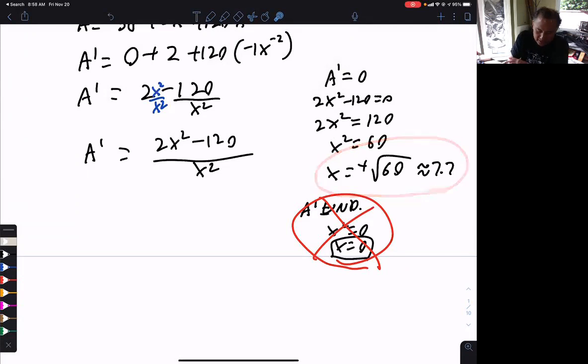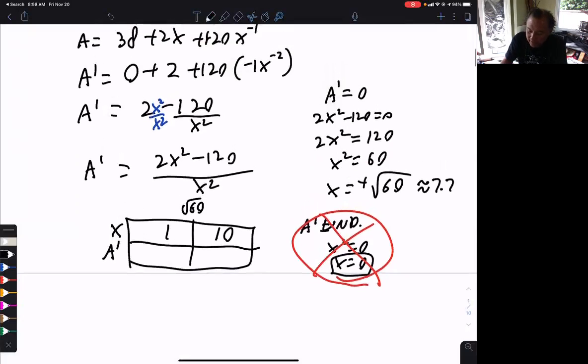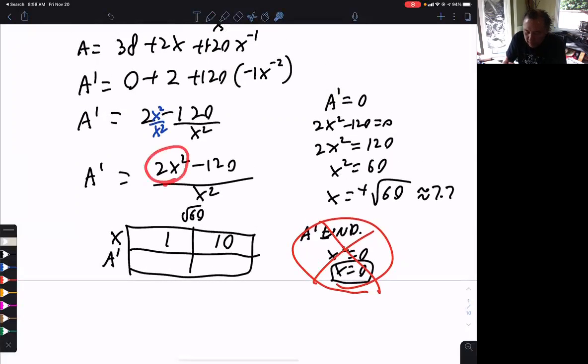So let's check to see if that's a relative min. And you should know the justification for a relative min is the derivative changes from negative to positive. So we want to check the derivative around that point. Let's plug in 1. I can do this pretty easy. Plug a 1 for x, that's 2 minus 120, that's negative, over a positive, that's negative. That was easy. Plug in 10. 10 squared is 100, that's 200 minus 120, that's positive. Positive.